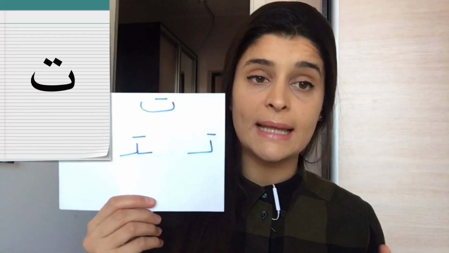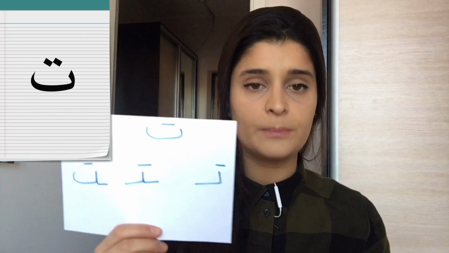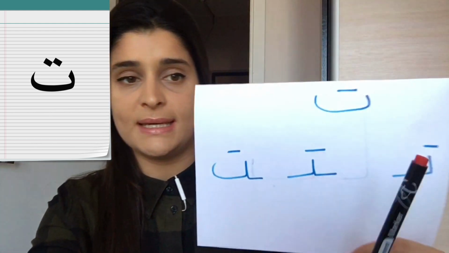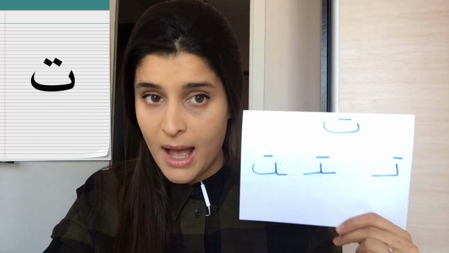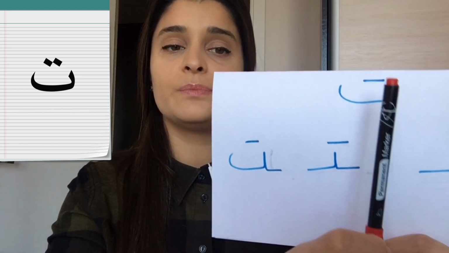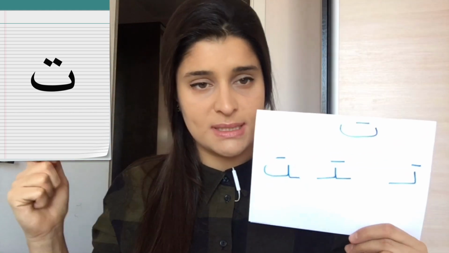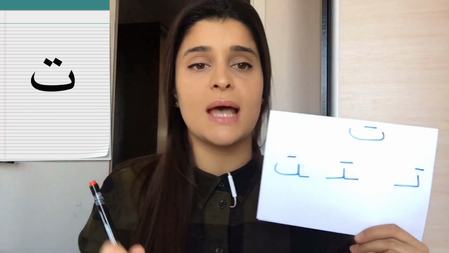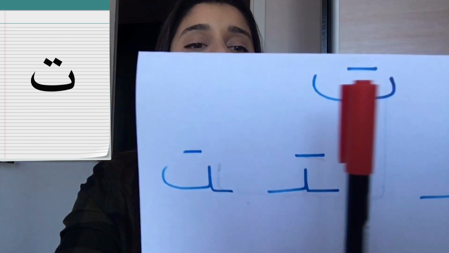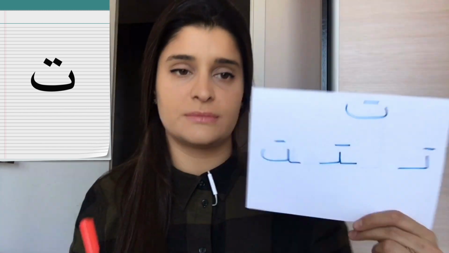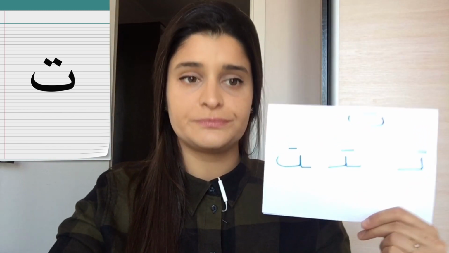And now we're going to learn letter Ta. We pronounce it like T. This is letter Ta. As you can see, here it is alone. It looks the same as letter Ba, but we have 2 dots. As you can see here, we have 2 dots, but I connect them because it's easier. And we have like a little line above letter Ta.